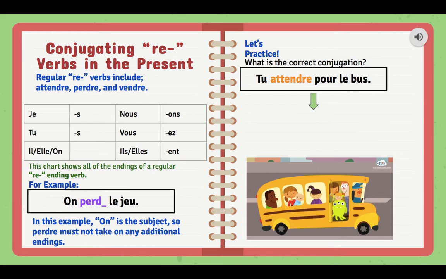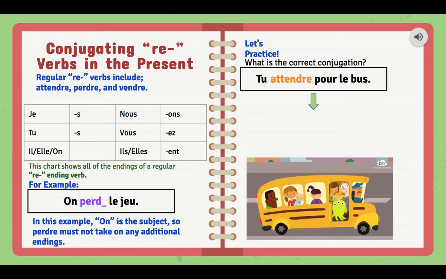Conjugating RE verbs in the present tense. Regular RE verbs include attendre, perdre, and vendre. If the subject is je, the verb should take an s ending. If the subject is tu, the verb should also end with an s. If the subject is il, elle, or on, there should not be any additional ending.